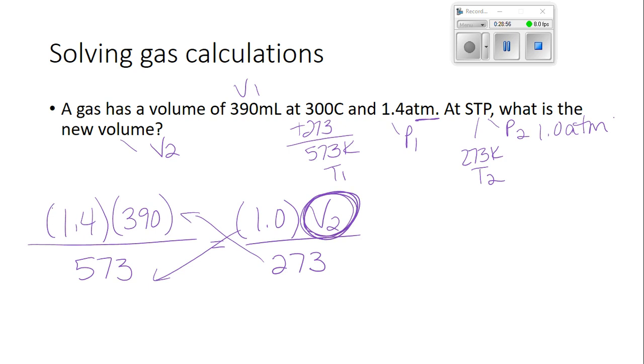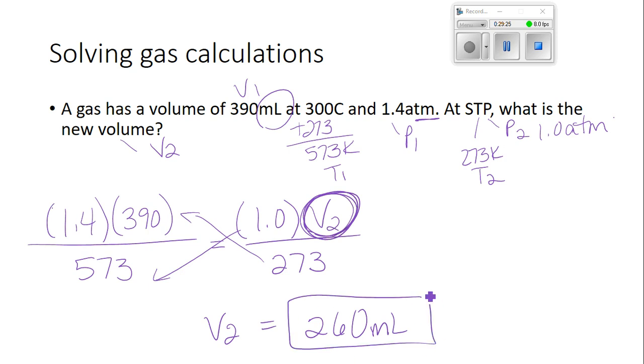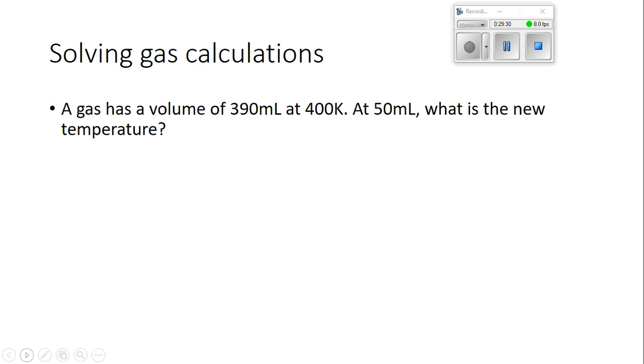So I punch into my calculator 1.4 times 390 times 273 equals, and then I divide by 573 times 1, which is just 573, and I get 260. So V2 is going to equal 260, and that was in milliliters, so my answer is in milliliters. All right, let's do another one together.